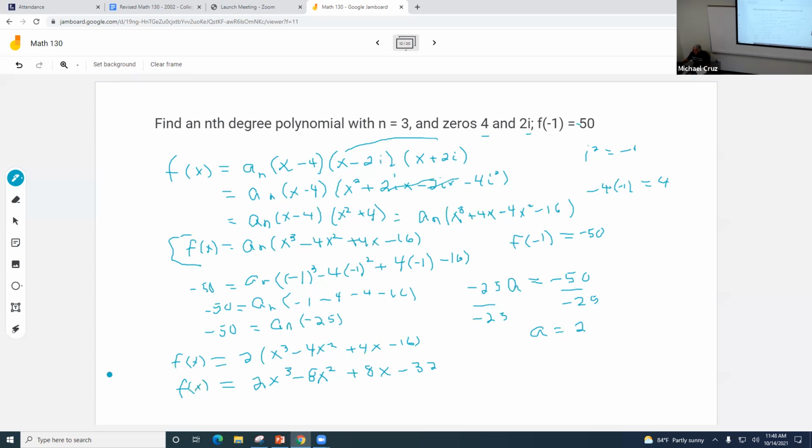So there is the full nth degree polynomial that has a degree of 3. It has zeros of 4, and it's got 2 imaginary solutions, 2i and negative 2i. And then the leading coefficient that was common to all of them, in other words, that we could factor out, was 2. And then when we run it back, it looks like that.